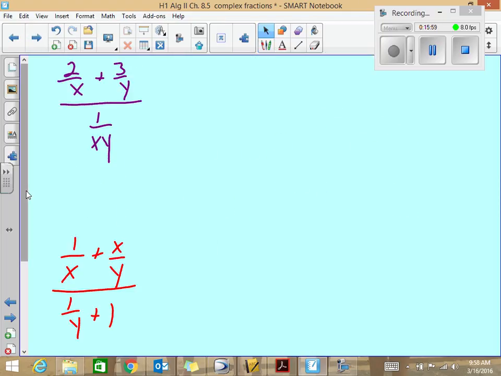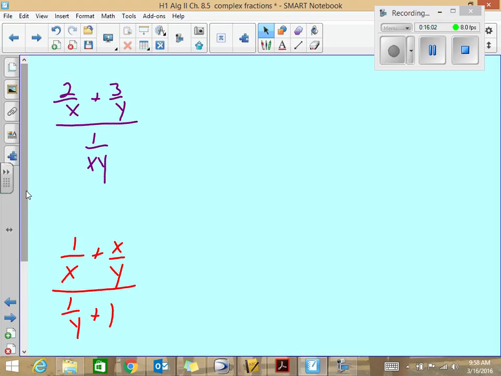Okay, so we have the top and the bottom. Is the top a fraction? No, but the bottom is, right? So on the top, what is our common denominator? We've got 2 over x plus 3 over y. So what's our denominator going to be? xy, right? x times y. So if we need to make 2 over x have a denominator of xy, what do we do? Times by y. So this becomes 2y plus 3x, right? It comes by x.